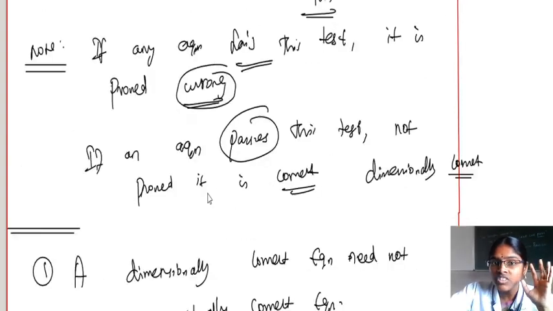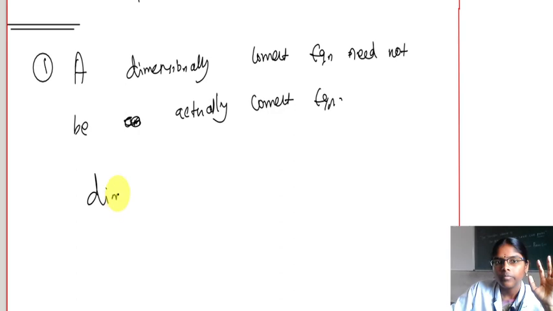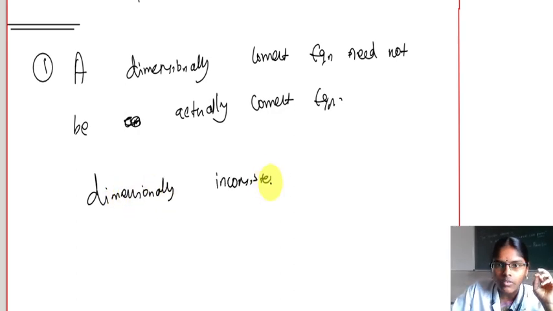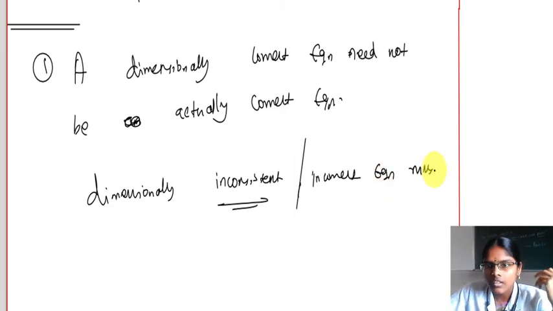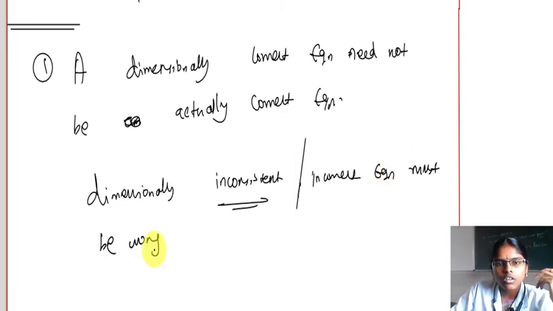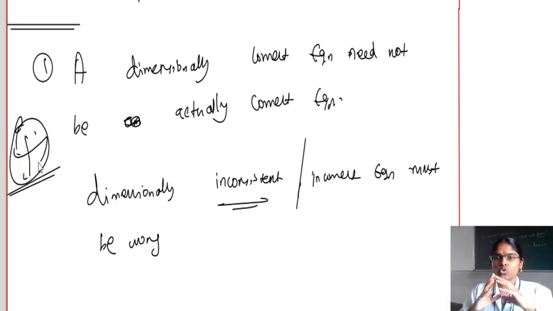But a dimensionally inconsistent or dimensionally incorrect equation must be wrong. So just write it down. This is the main important thing that we have to note. Using this test we can prove an equation is wrong, but we can't prove it is correct. Using the dimension method, we can prove the equation is wrong, but we can't prove the equation is correct.